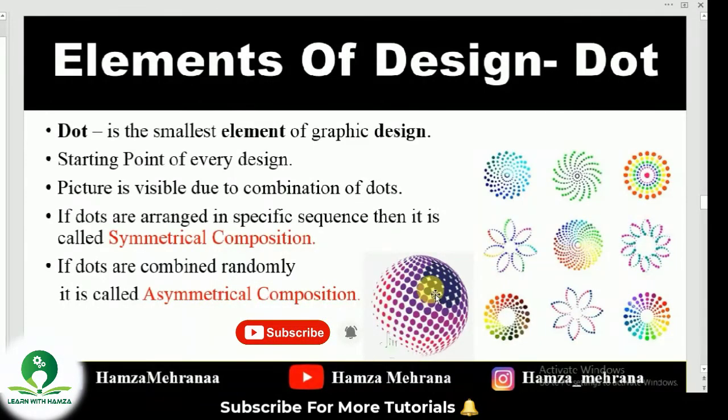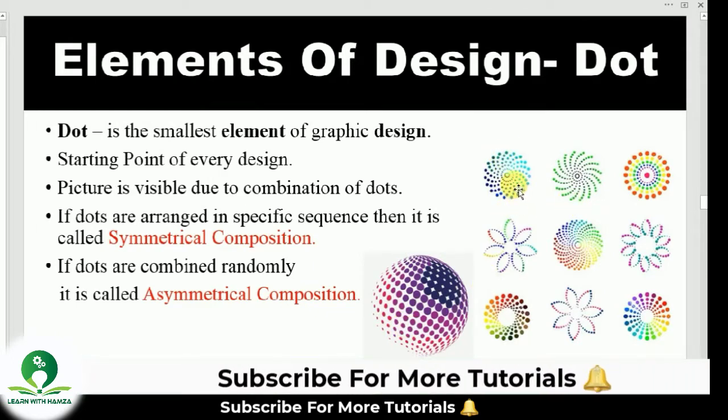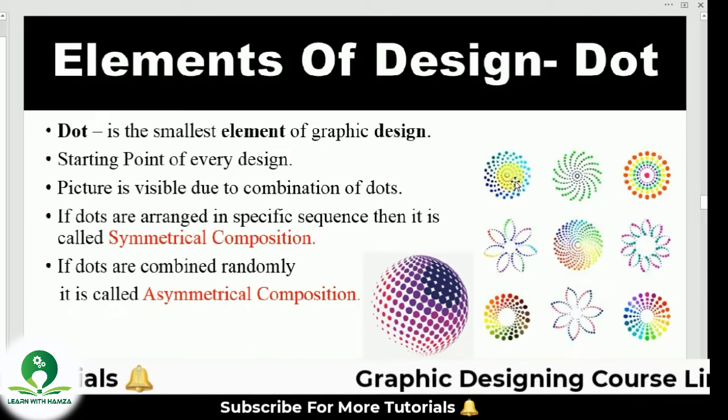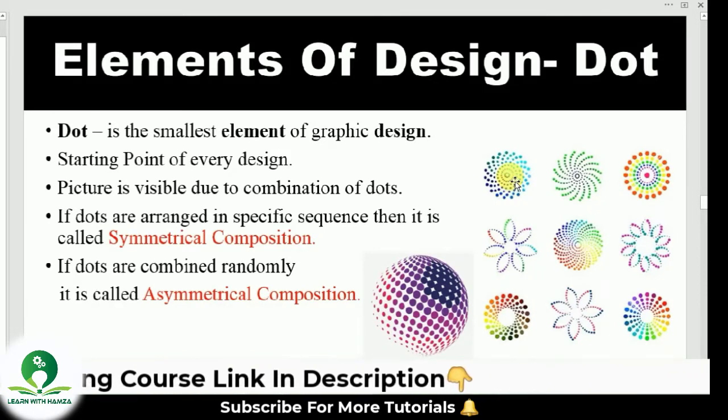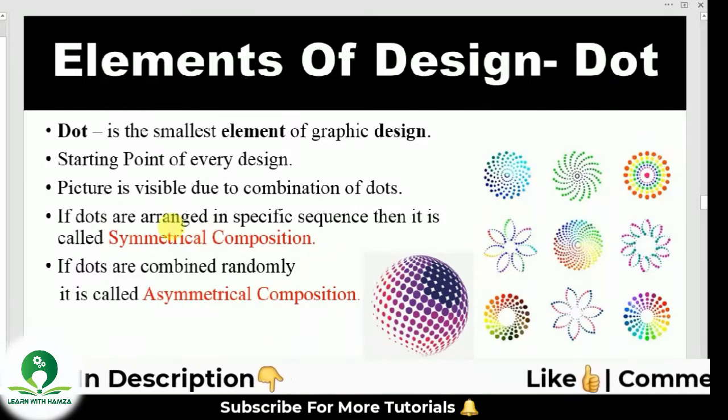If we cut from its center position horizontally, both sides are not equal. This side has more dots as compared to this side. So we can say that these pictures are symmetrical. These pictures are made by symmetrical composition of dots, while this picture is made up of an asymmetrical composition of dots. So the next element of design is line.